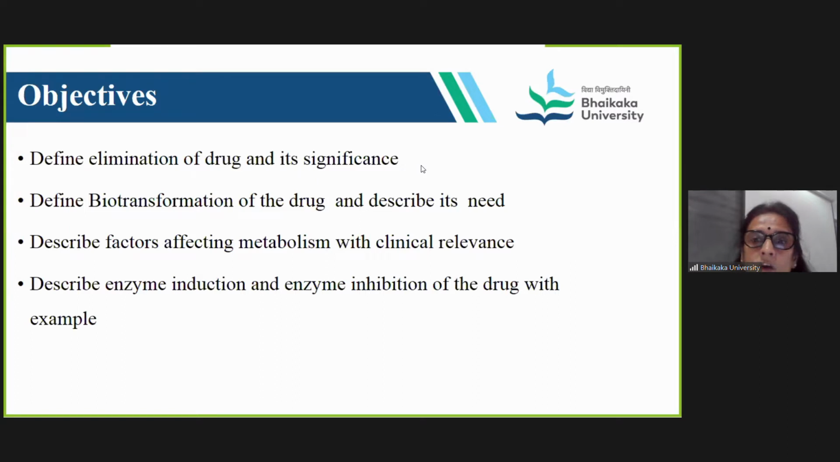Okay, pharmacological relevance. Again, I would like to repeat here that in absorption, bioavailability was one of the parameters which was very important to understand and apply. In distribution, plasma protein binding was again an important point which I discussed, and its clinical relevance. And for today's lecture, enzyme induction and enzyme inhibition and its relevance.